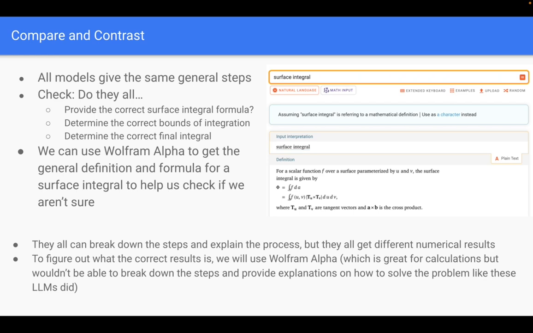So basically, we have used our knowledge of surface integrals and a reminder from Wolfram Alpha to see if the general approach and steps are accurate for the different models, and to see if there are any potential errors in the equations or the steps or conversions. Since all of them have the correct integrals, conversions, and bounds, at this point, some or all three have an incorrect evaluation of the final integral. So we are going to figure out what that is.